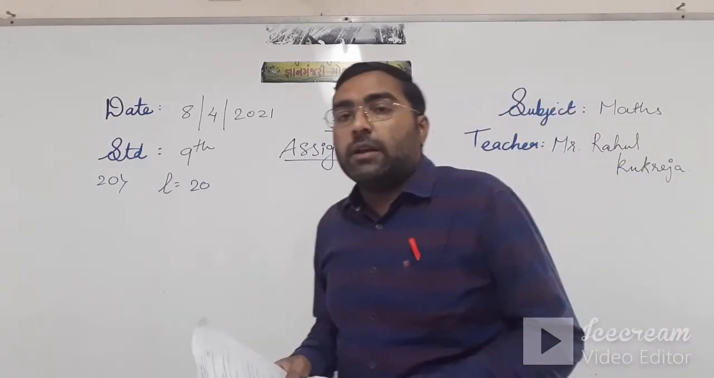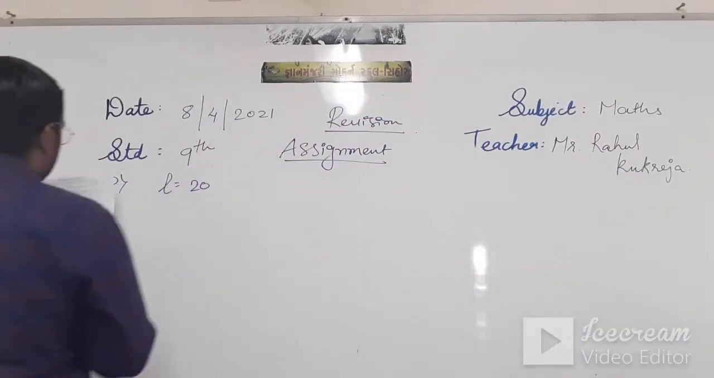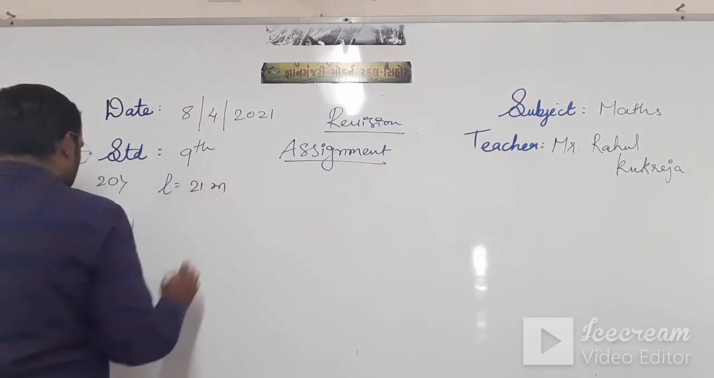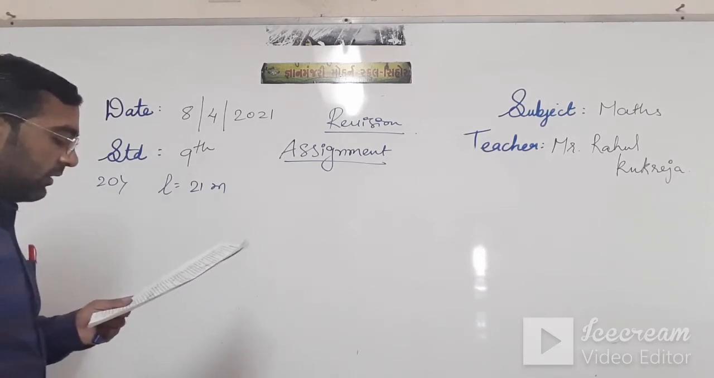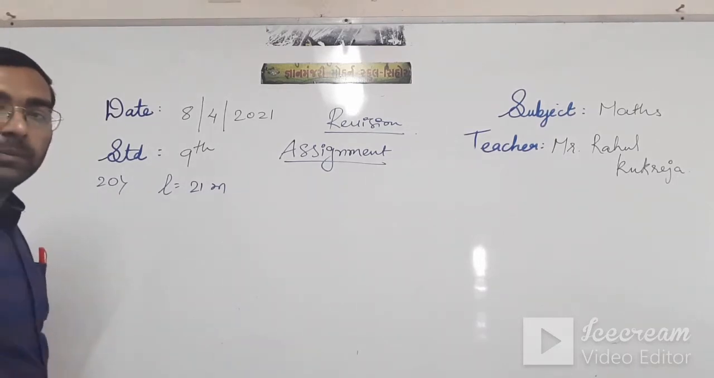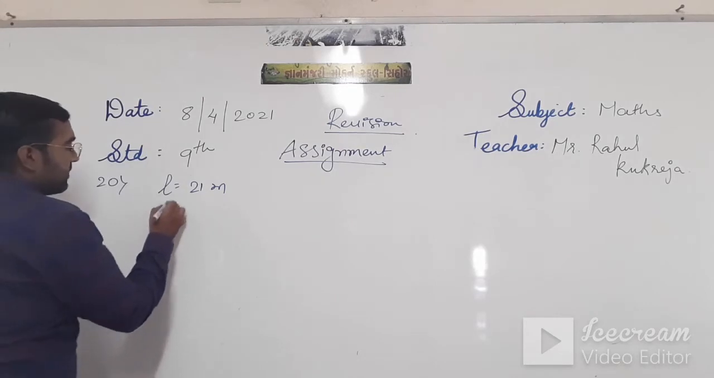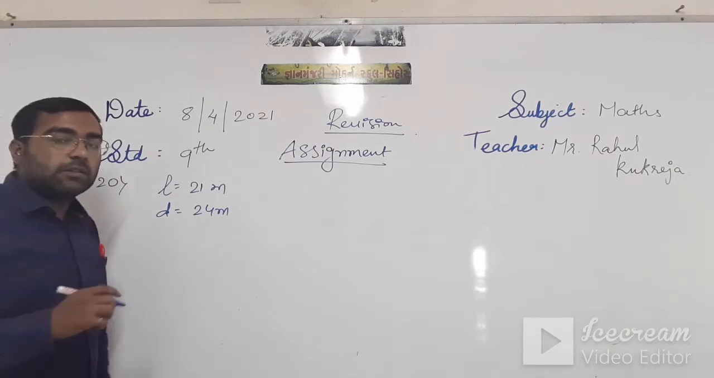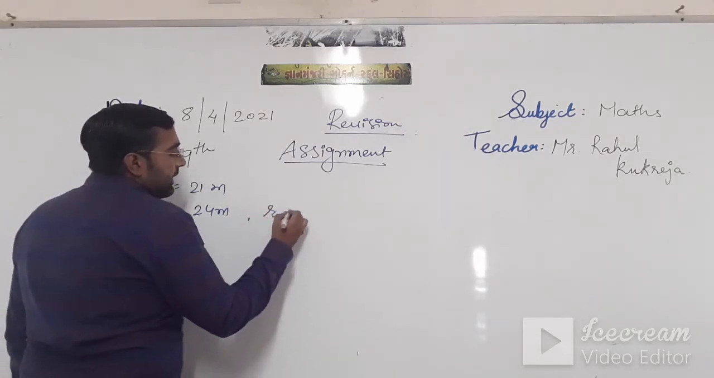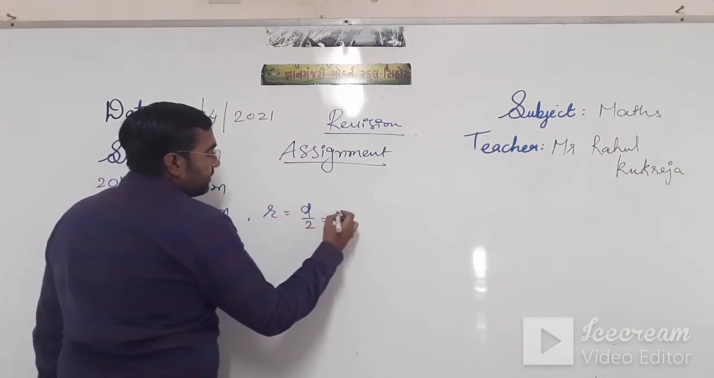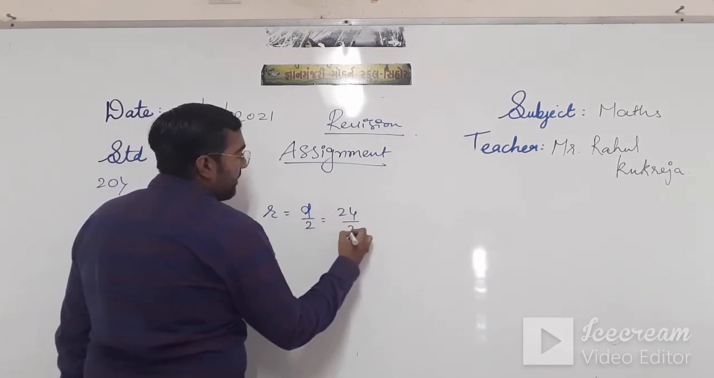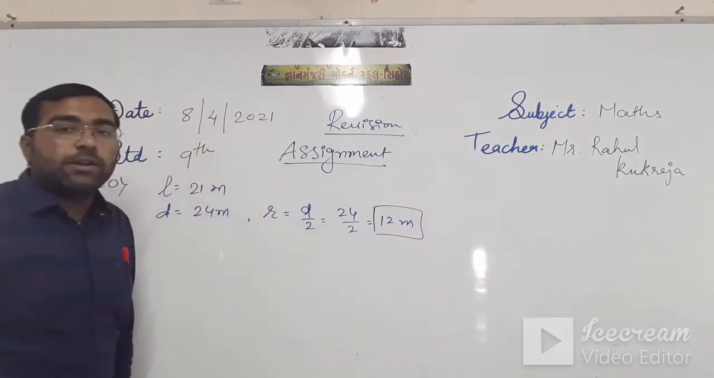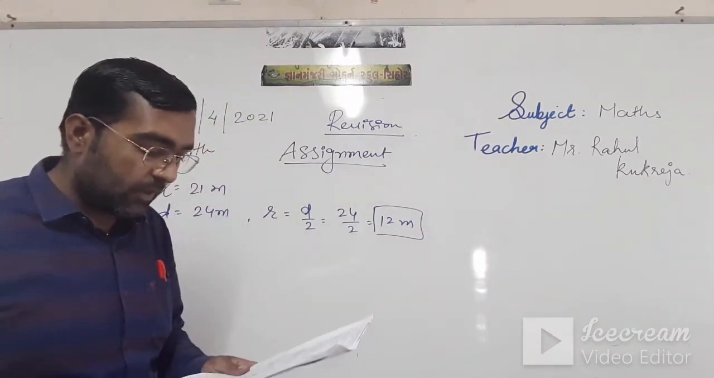Slant height, that is L, is 21 meter. Next, the diameter of the base is 24 meter. Diameter is 24 meter, then the radius is diameter divided by 2. 24 divided by 2 is 12 meter. Clear? Then the radius will be 12 meter.